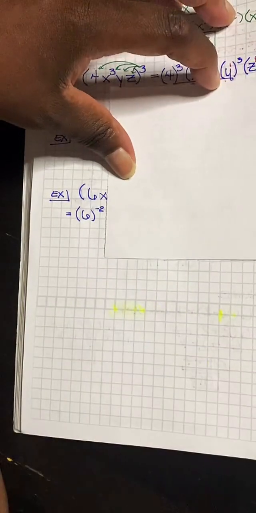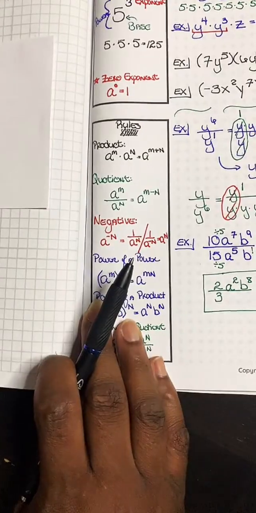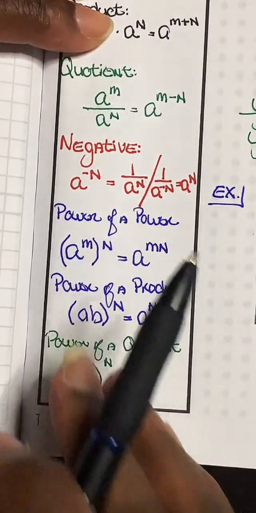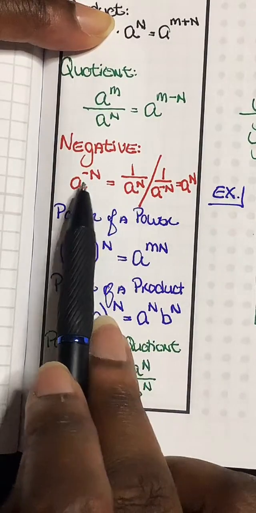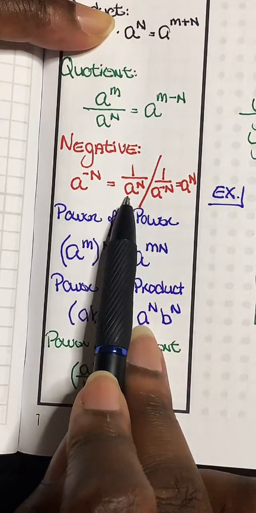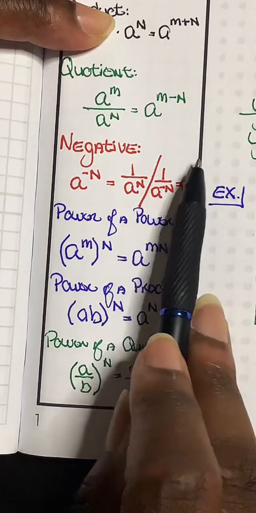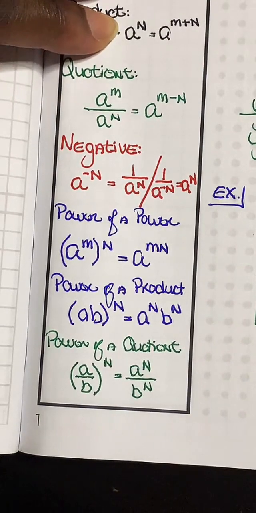So if you recall, when we were talking about negative exponents, when we have a negative exponent, we gotta flip it. If it's a whole number, we gotta flip it to the denominator, making it a fraction. But if the negative exponent is in the denominator, we're making it into a whole expression.